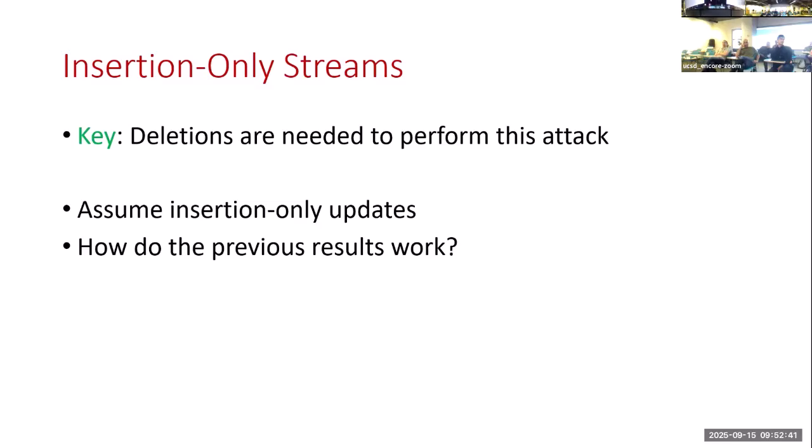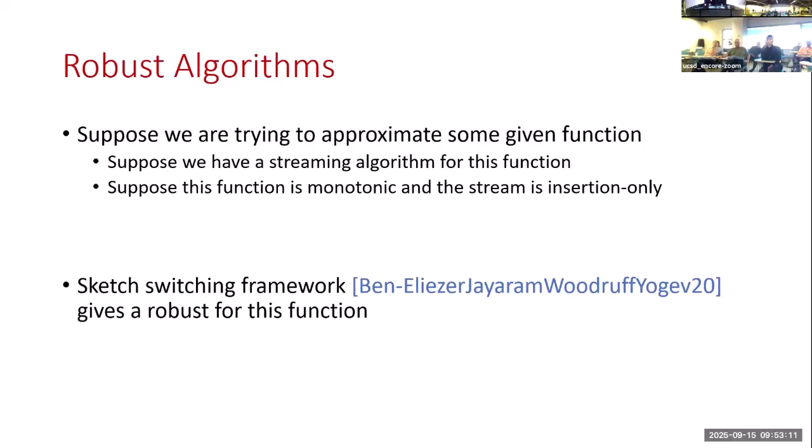Okay, so that looks bad, but one observation might be that in this previous attack, you need signs to line up. You need your frequency vector to have signs that line up with the random sign vector. And so in this sense, deletions are needed to perform this attack. So a natural question is, of course, what can we say when the queries are insertion only, meaning that the frequency vector will only have non-negative coordinates.